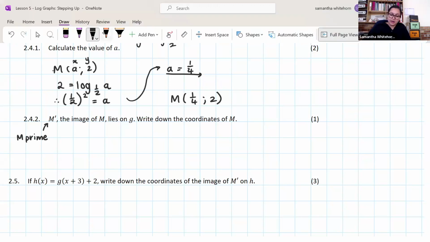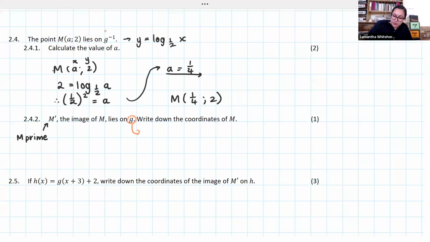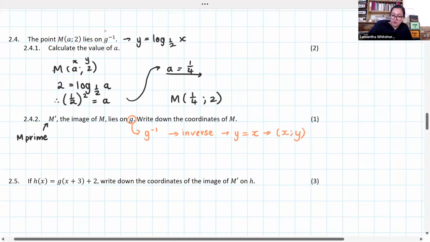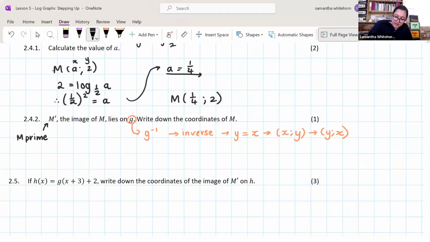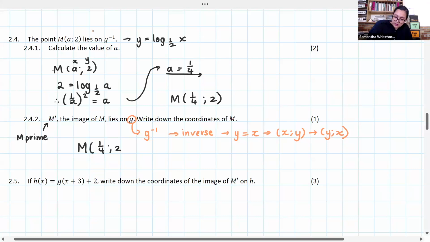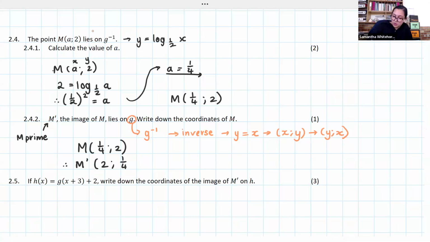Okay, we don't need to panic. The relationship between G and the inverse is exactly that. It's the inverse. The inverse tells me we have reflected over the line y equals x, which means that all we are doing with our coordinates is swapping them. And so all of that allows us to figure out what M prime would be. If M is at (a quarter; 2), M prime would be where those coordinates have swapped to (2; a quarter).